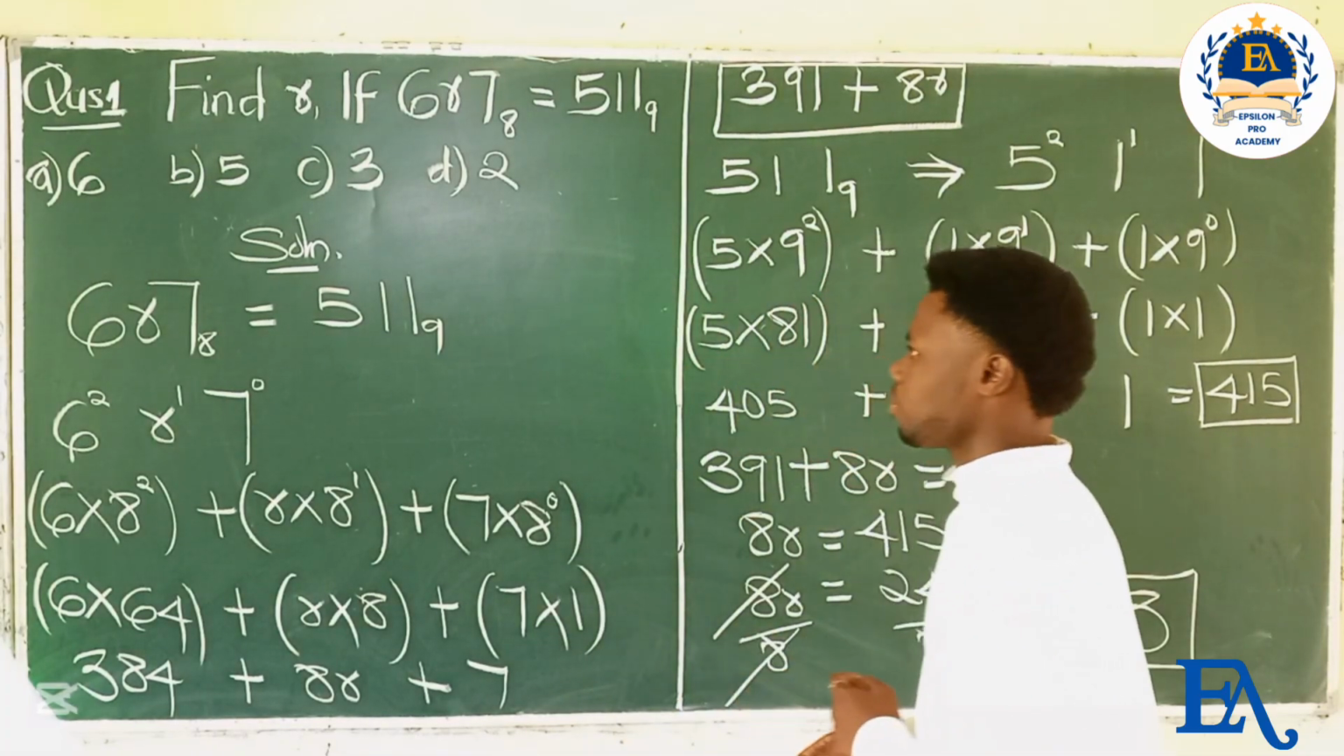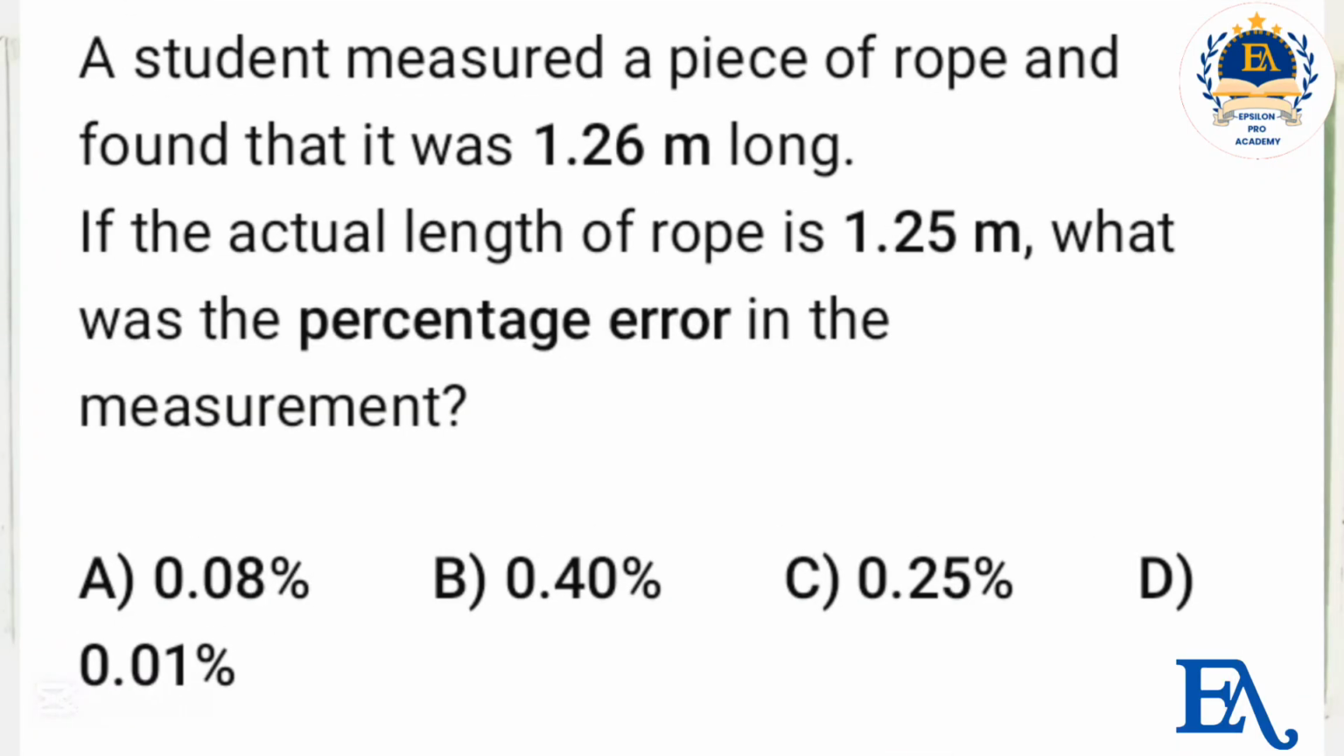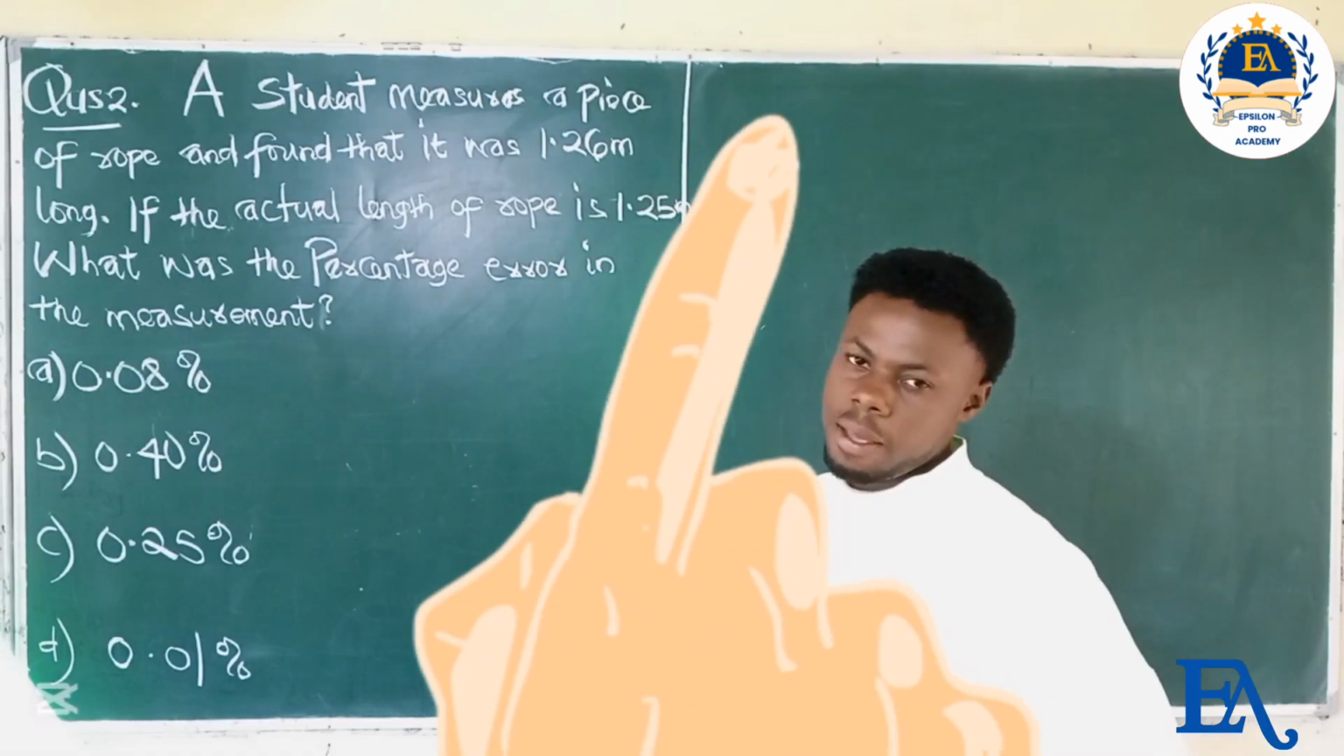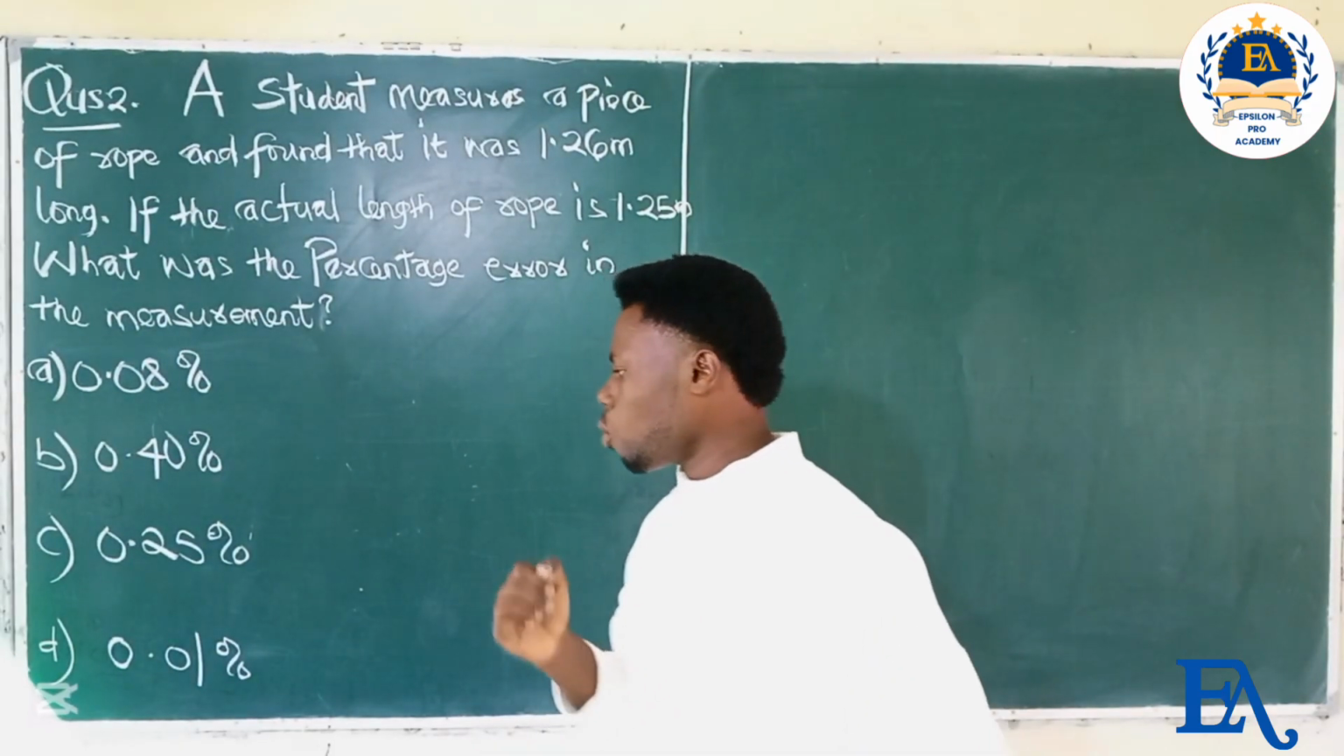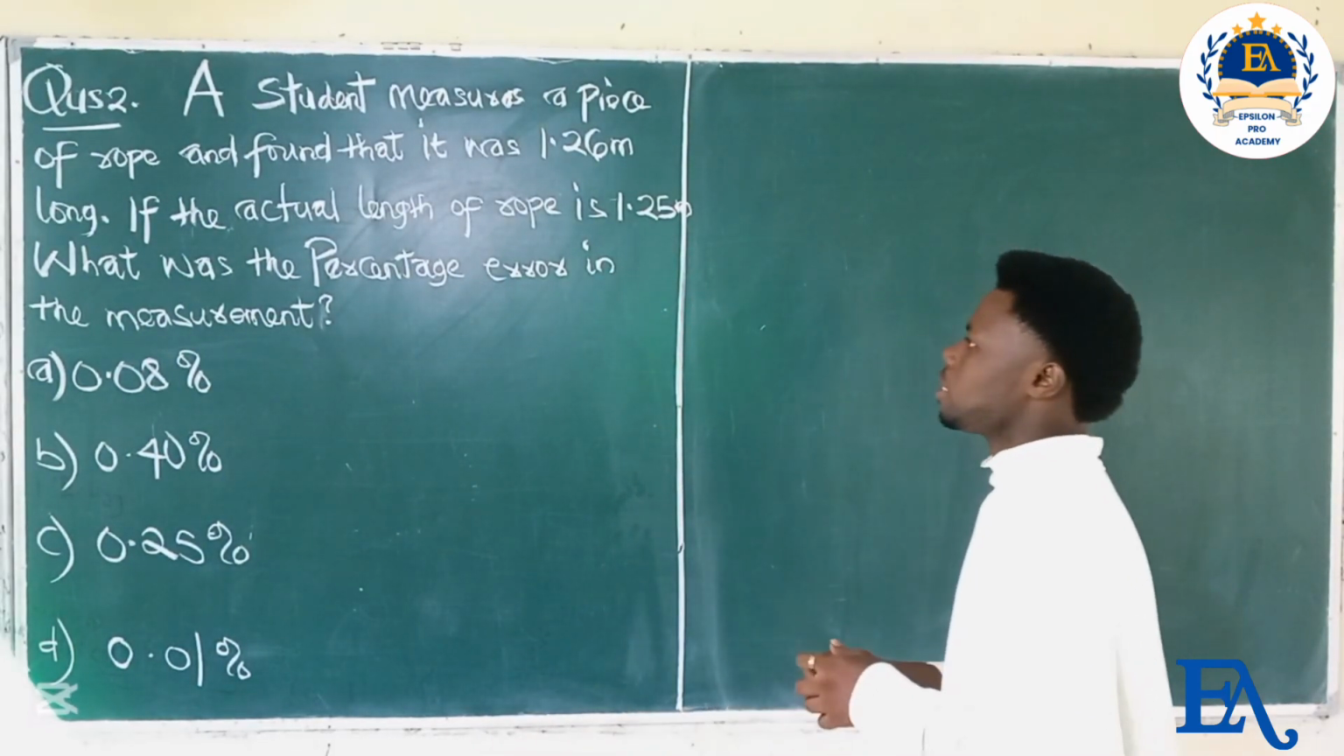Question number 2. A student measures a piece of rope and found that it was 1.26 meters long. If the actual length of rope is 1.25 meters, what was the percentage error in the measurement? Option A, 0.08%, B, 0.40%, C, 0.25%, and D, 0.01%. Alright, this is percentage error.